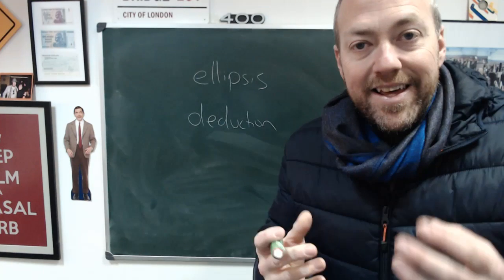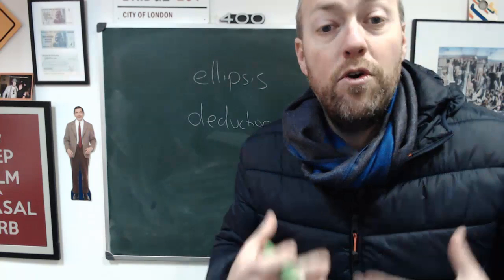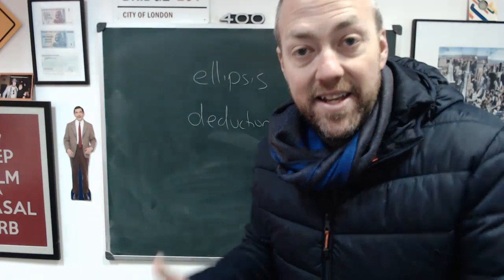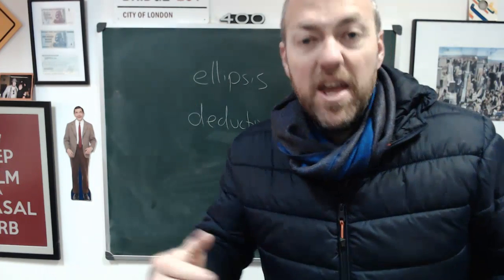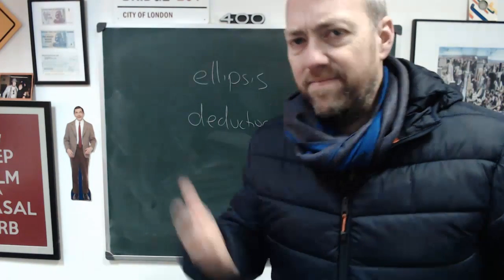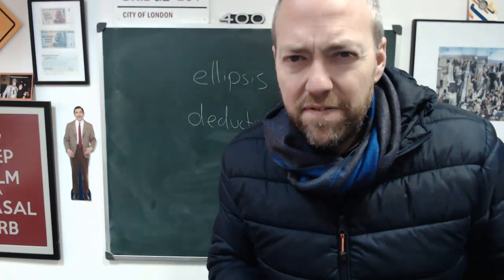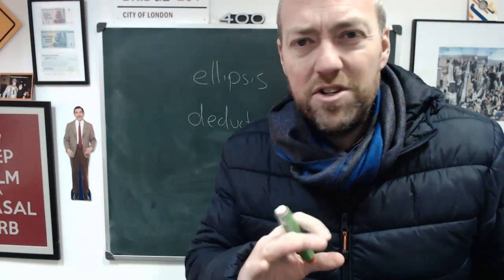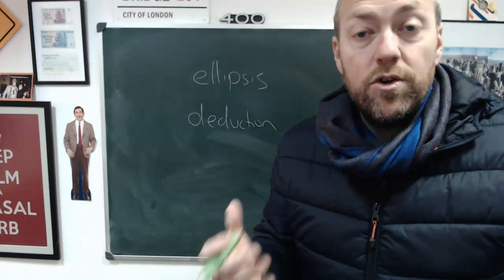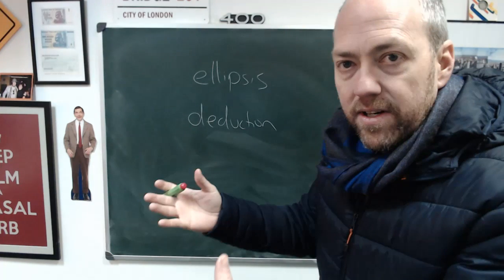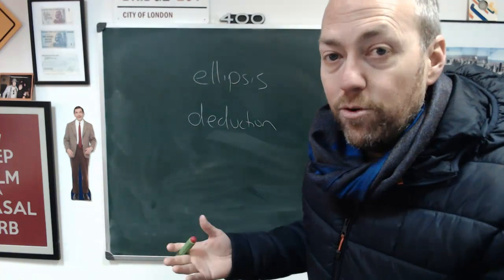So ellipsis is a grammatical thing in English. Ellipsis is when we eliminate unnecessary words. Eliminate. This is ellipsis, okay? But deduction is different, okay? Deduction is not a grammatical part of English. Deduction is when we look at information and then we reach a conclusion.